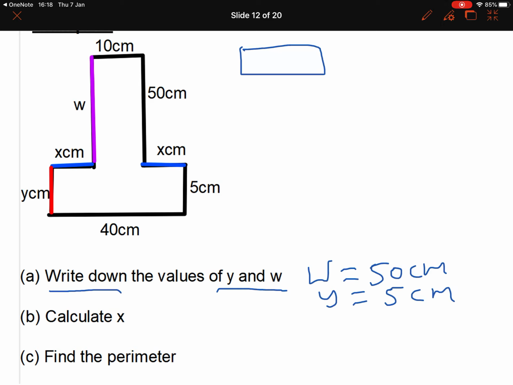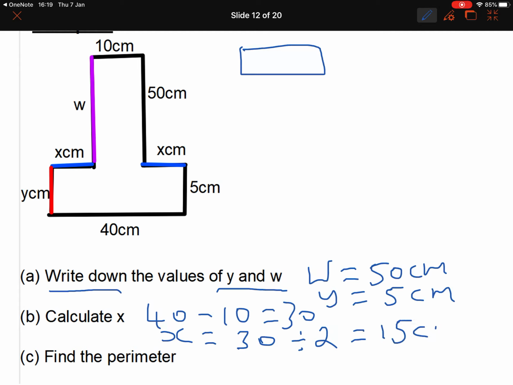Okay, now to calculate the value of x, we look horizontally. Okay, now firstly, these two sides are going to be equal. We know that the distance horizontally is 40 centimeters, and 10 lies in the middle of these two values of x. So something plus 10 plus the same number gives us 40, all right? Easiest way to do this is to take away 10 from 40, which is 30. So x will just be 30 divided by 2, and that's going to give us 15 centimeters. Okay?